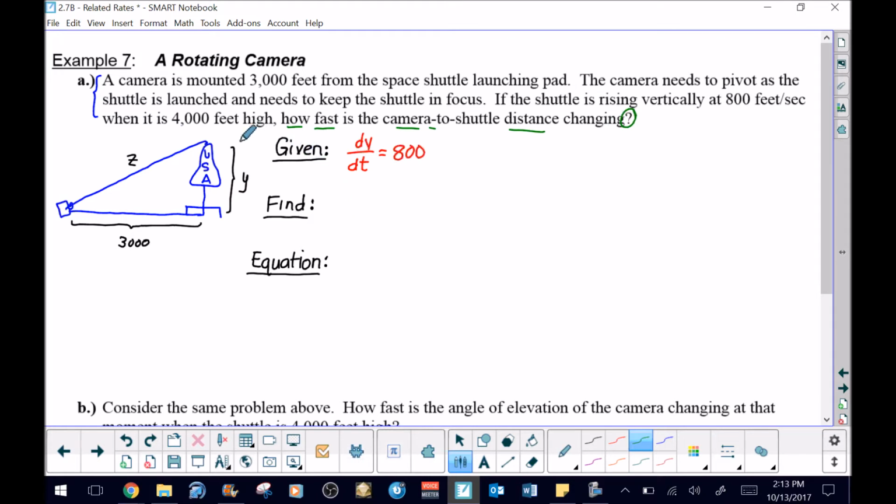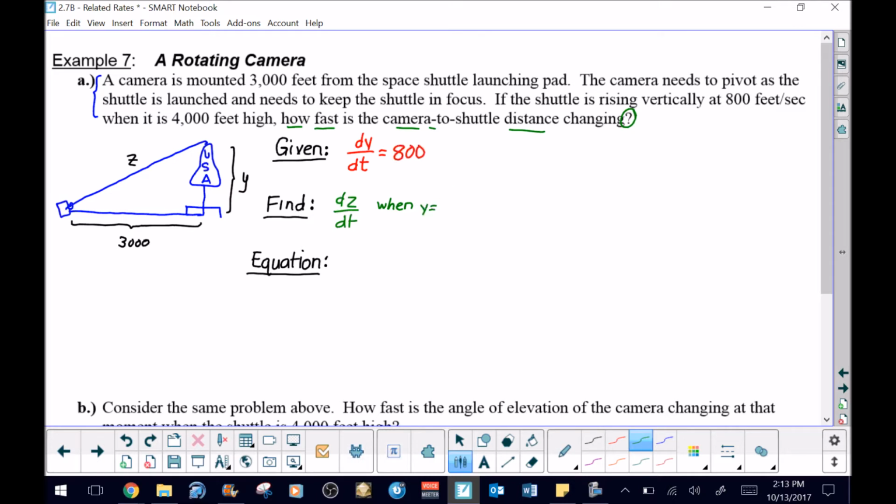I think this is one of the better illustrations of a problem where the picture can be looked at many, many times throughout its solution. And we see that this is probably that distance, right, from the camera to the shuttle. So we want to find out how it is changing. So that would be our dz/dt. And specifically, you're going to want to find that when the shuttle is 4,000 feet off the ground.